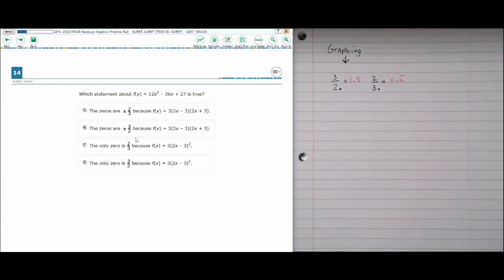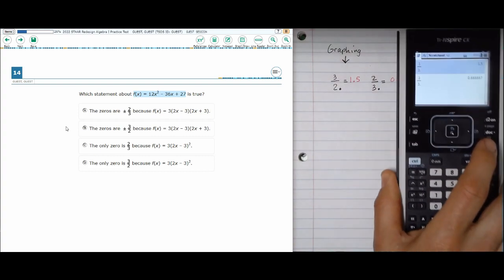So now let's go ahead and graph it. And when I say graph it, I mean graph this original one right here. We want to graph this original one, this 12x squared minus 36x plus 27. And then we'll worry about figuring out which one of these was written in its expanded form correctly. So let me go ahead and put my calculator up here.